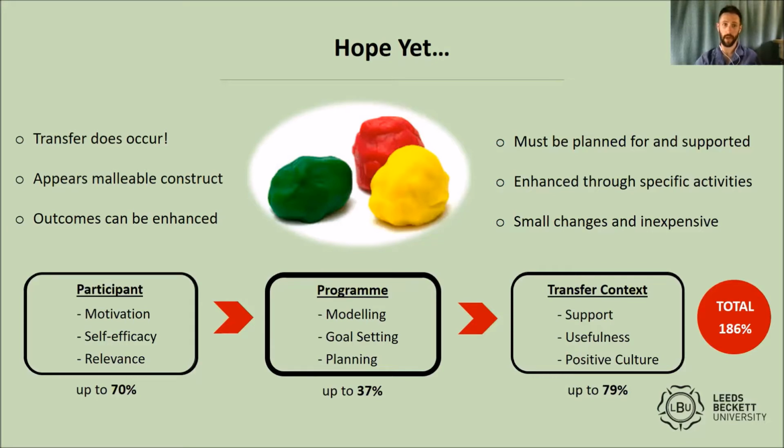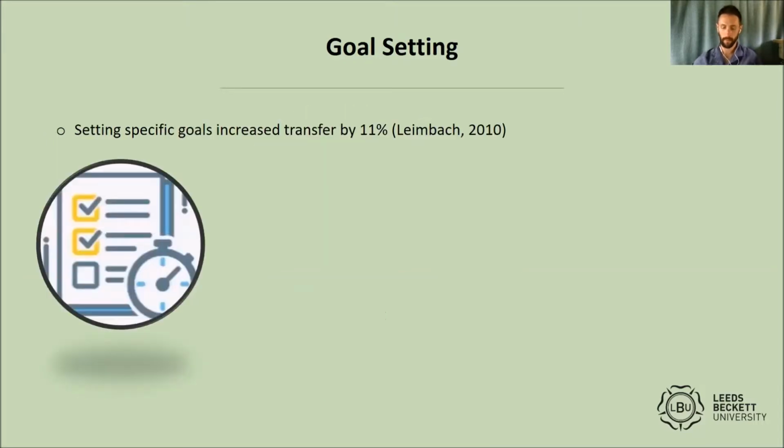And all of these factors combined, if we were to target them simultaneously, can lead to massive additional increases in transfer. Hence the malleable construct shown above, which is good news. Now, as mentioned in the program section, we know that setting specific goals can increase transfer of learning, and this study in particular showed that it increased transfer and application by an additional 11%.